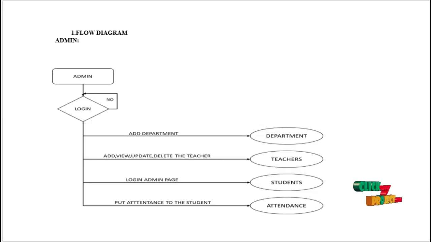Next we discuss the flow diagram. We have three login pages: one is admin, one is teacher, and another is student. First, the admin pages. In our admin pages we can add departments, add teachers, view teachers, update teachers, delete teachers, and manage all the teachers. And for the students it is the same: add, view, and update all the students.